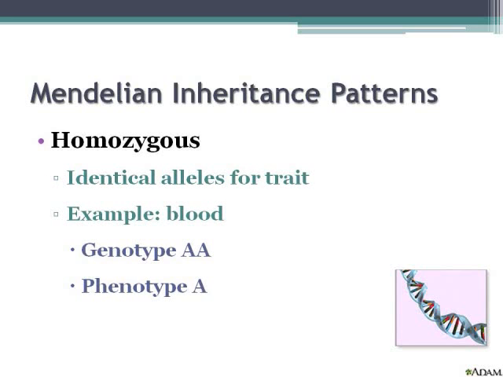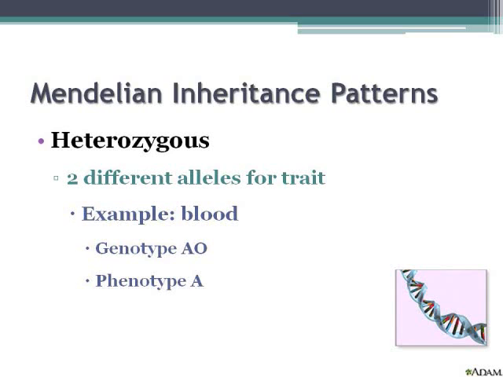Homozygous. There are identical alleles for the trait. The 2 members of the pair are identical. They match. An example would be blood. The genotype may be AA, but the phenotype is A.